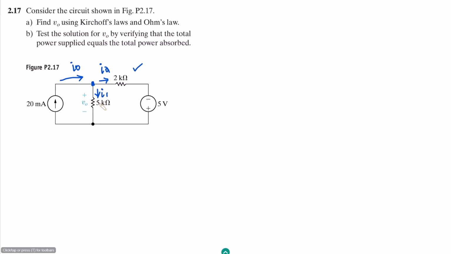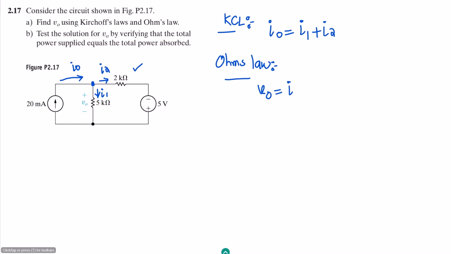Okay, so applying KCL here, according to the KCL, the first equation is I naught is equal to I1 plus I2. Similarly, in this branch we can apply Ohm's law, and here V naught is equal to I1 into R, and the value of R is 5 kilo ohm. So this is 5 kilo. Let me call it equation 1 and this equation 2.